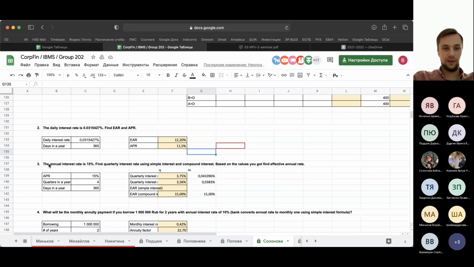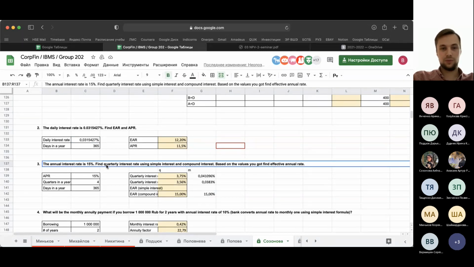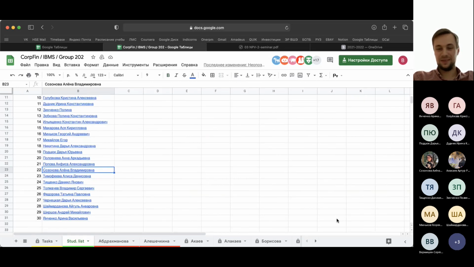Okay, so the next task: the annual interest rate is 15%, and you need to find the quarterly interest rate using simple interest and compound interest. Then, based on these values, you should find the effective annual rate. So you first find the quarterly interest rate, and then do the conversion procedure and find the annual rate again. Please have some minutes, and then someone will answer. I have seen someone raise a hand in the chat. Yes, it was me.